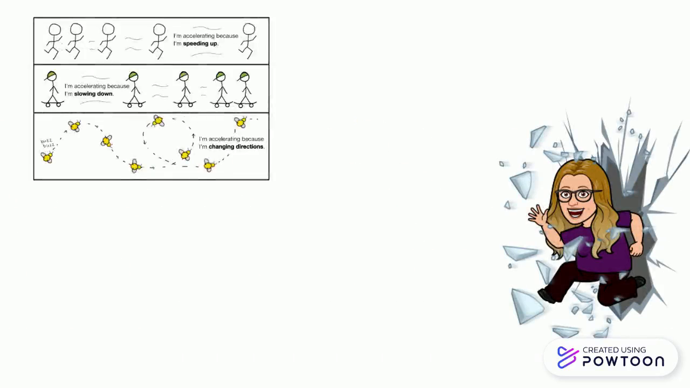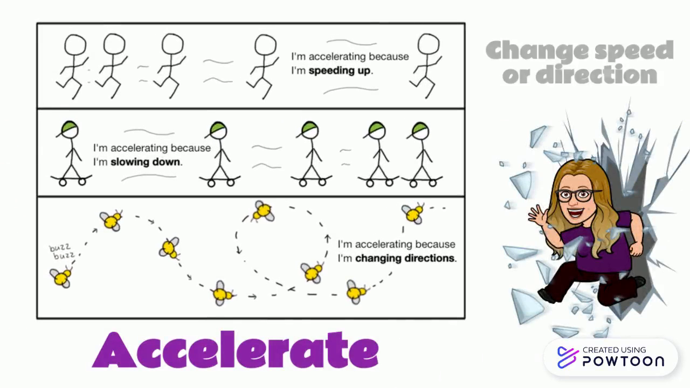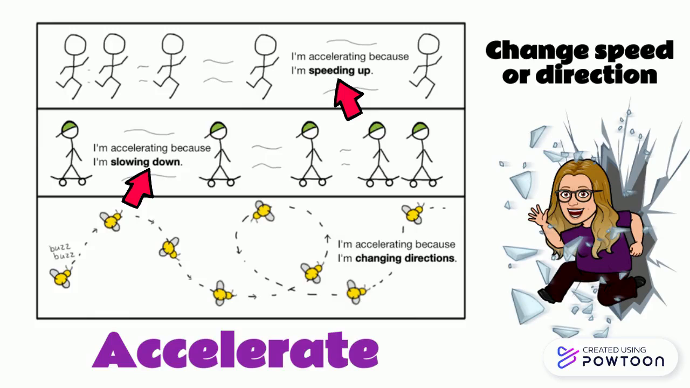Gravity's really good at making things accelerate. But what does it mean to accelerate? Well, you can accelerate in one of three ways. You can speed up, you can slow down, or you could change direction. Gravity makes things accelerate by forcing them to speed up. It pulls and pulls and pulls, so things speed up as they head to the ground.